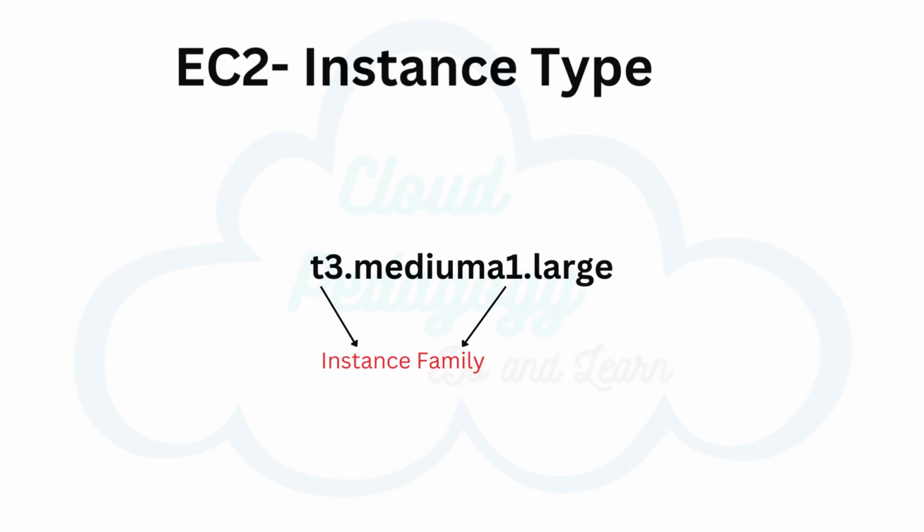When you are launching an EC2 instance, you will see something like t3.medium or a1.large. When selecting an instance type and size, the T3 or A1 is the instance family that determines the blend of the hardware capabilities. Then there is the dot. Then there is the size like small, medium, large. It goes down to nano and up to many extra large sizes depending on the instance type.